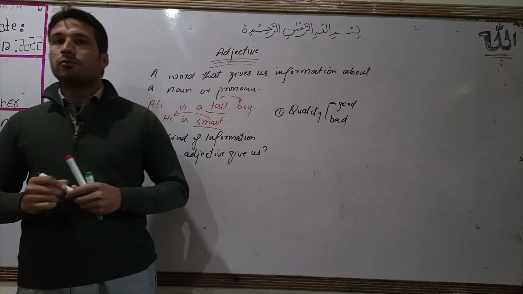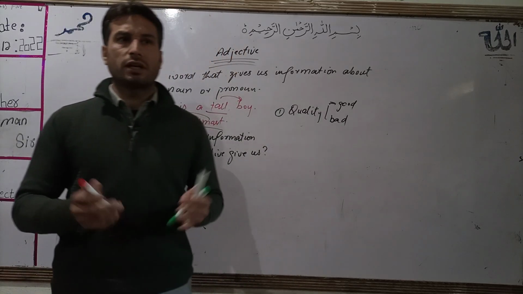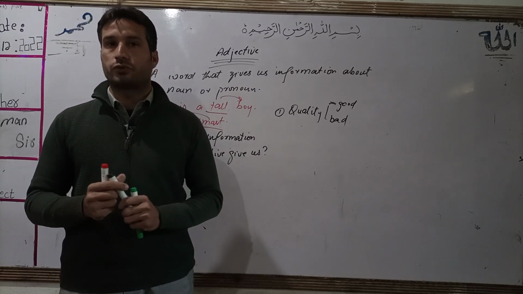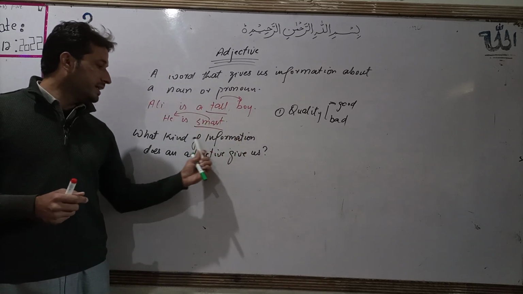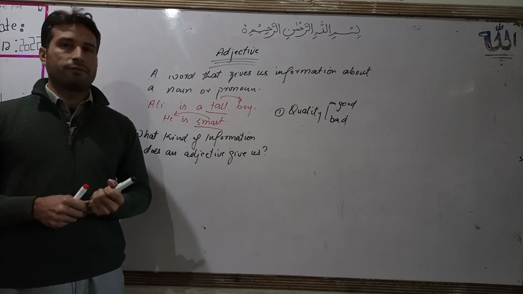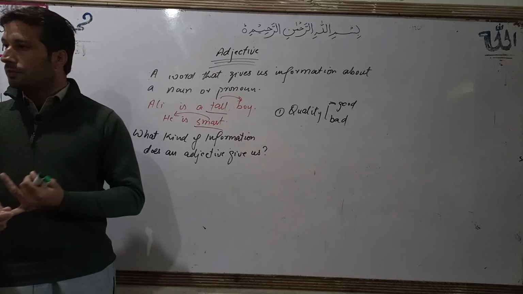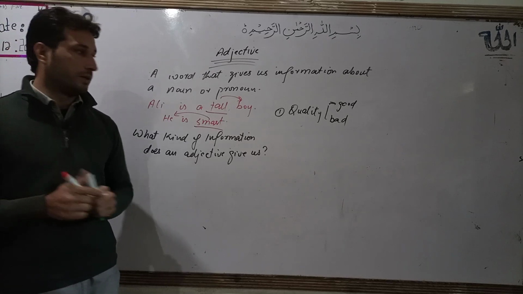The first thing is that when we talk about quality, it describes characteristics, good characteristics or bad characteristics. For example, if I say he's smart or he's a good boy, he's intelligent, he's honest, or if I say he's ugly, suppose, good quality or bad quality, we show it.